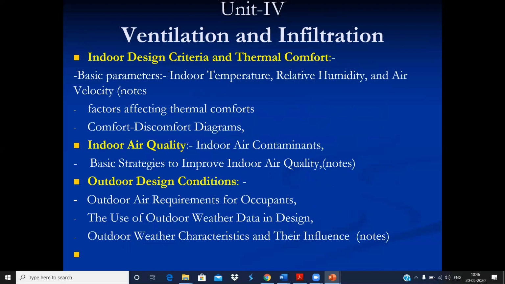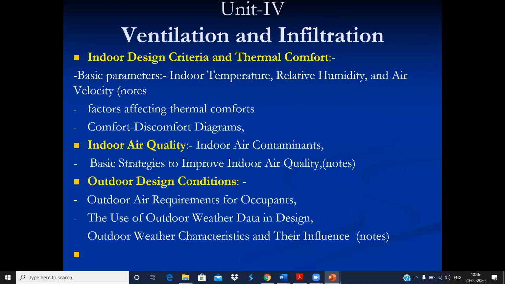Unit number 4, now onwards, units number 4, 5, 6 belong to the air conditioning part. So unit number 4 is ventilation and infiltration. Ventilation is the supply of fresh air to the room, and infiltration is the air which comes inside the room through opening and closing of the door, which is not filtered air. So these two terminologies are there.